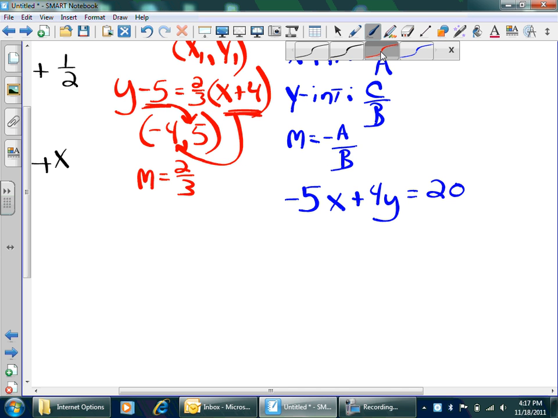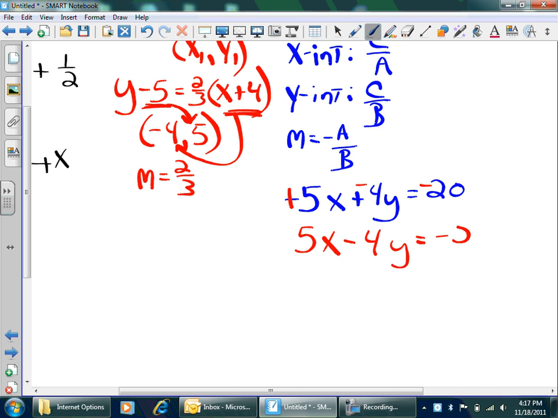A is not positive, so I need to change a to a positive. I don't want the 5 to change its value. I want the sign to change. So I'm either going to multiply or divide by a negative 1. If I multiply 5 by negative 1, it becomes positive. But I have to multiply 4 by negative 1, it becomes a negative. I have to multiply the 20 by negative 1, it becomes a negative. So the standard form is actually 5x minus 4y equals negative 20. Now, knowing that, I can list A as 5, B as negative 4, and C as negative 20.